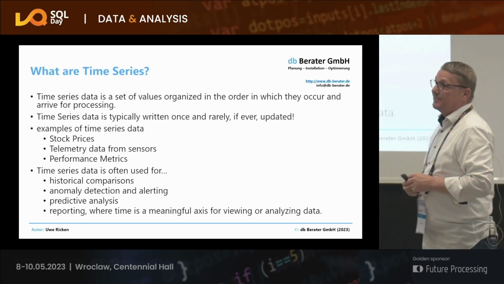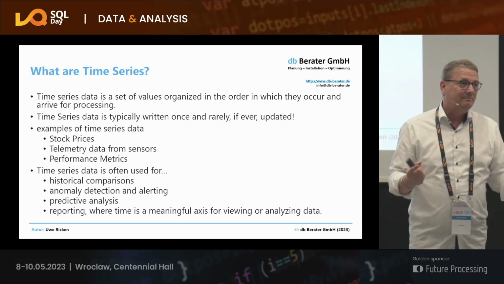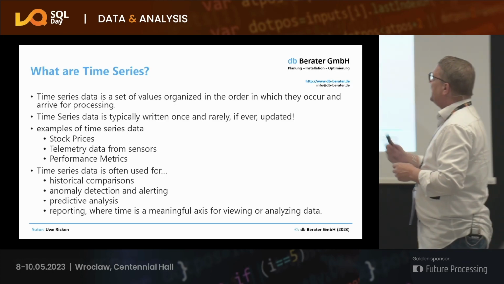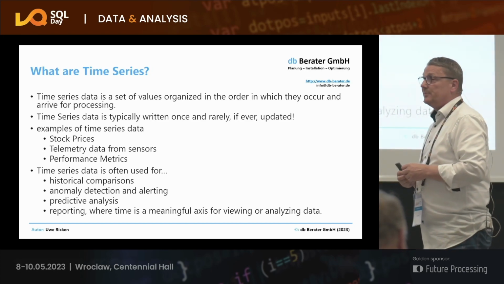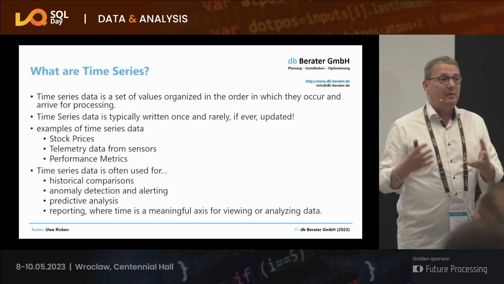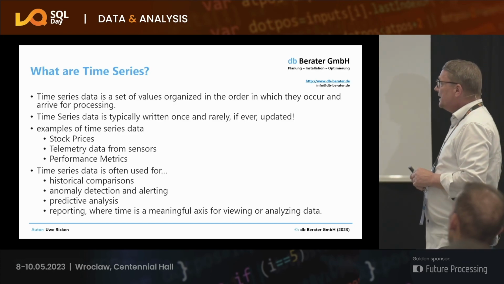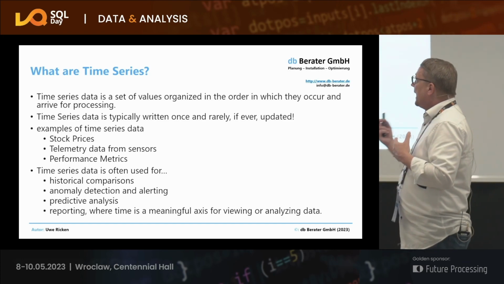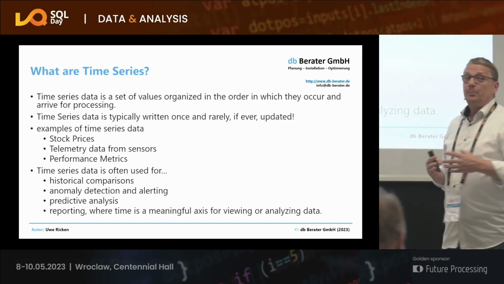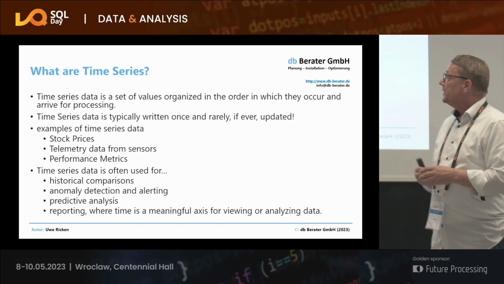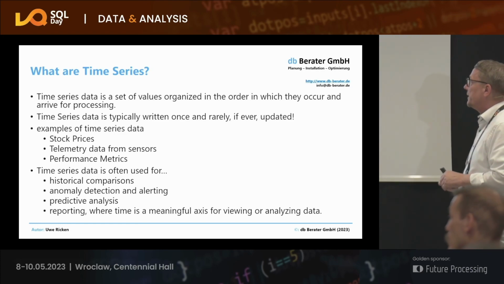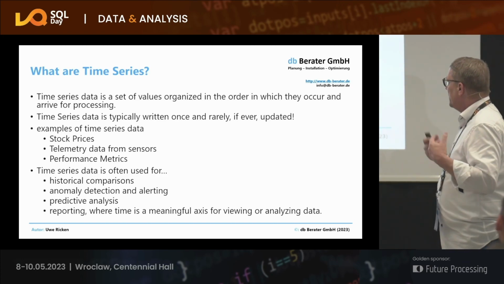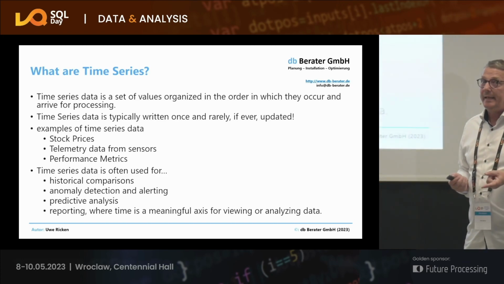A typical example of time series, you all know, is stock prices. Yeah, they never get changed, hopefully not. Telemetry data from sensors and performance metrics. That's what we are dealing with when we are monitoring our systems. Time series data is often used for historical comparison, anomaly detection and alerting, predictive analytics. Maybe some of you are working with AI, or reporting, where time is a meaningful axis for viewing or analyzing data.